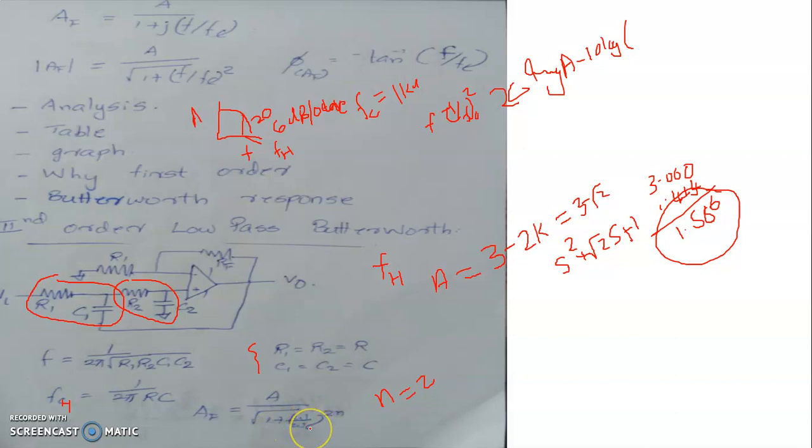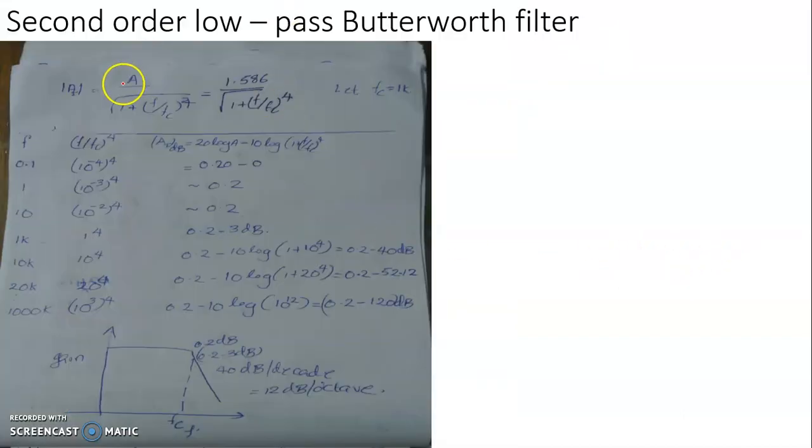So this becomes F by FC or F by FH, all raised to 4. The value of A here is the 1.586 we mentioned. Now on the basis of this we make an analysis. For that we tabulate these values by fixing A as 1.586, and we take the corner frequency as 1 kilohertz.